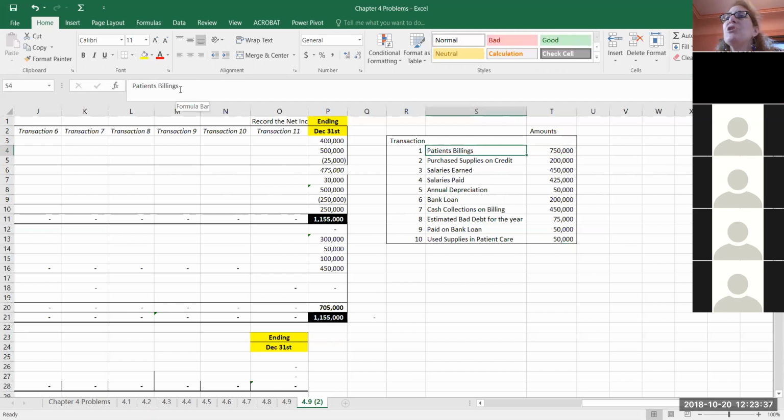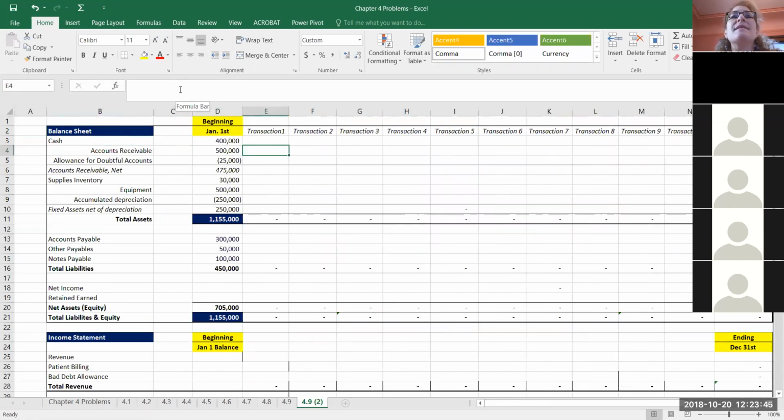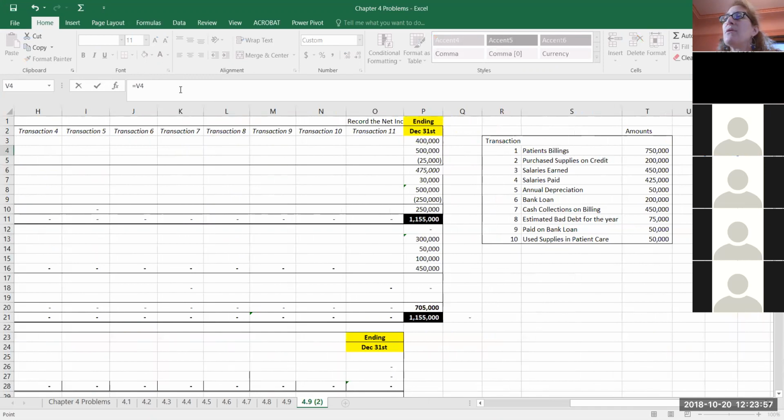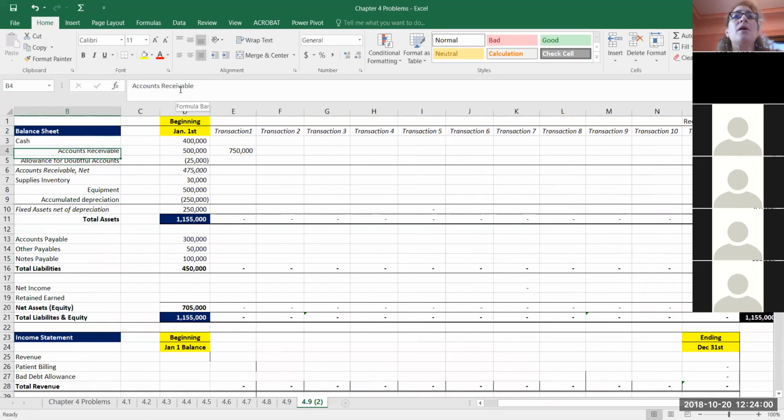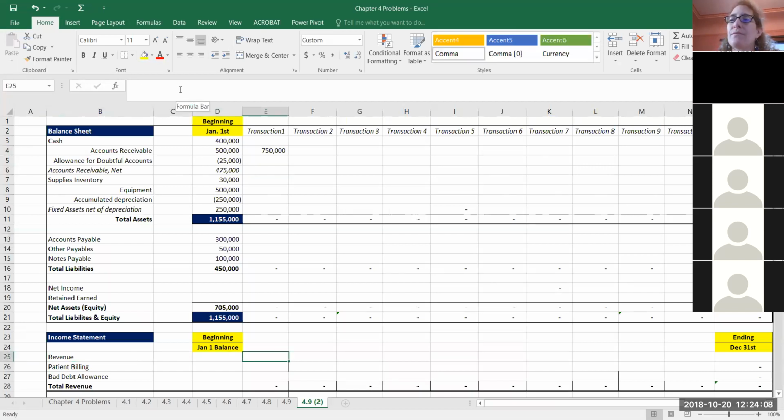So when we talk about patient billings, we're going to recognize that in two places. One is going to be in our receivables because we are owed those patient billings, right? So we're going to put that in our receivables right here. That's the first part of that transaction. So we're going to put the whole 750 in our accounts receivable. People owe us that. And then the other side of that is going to go down here on the income statement as revenue. So we're going to recognize all of those billings as revenue. All right. Anybody have a question on that?